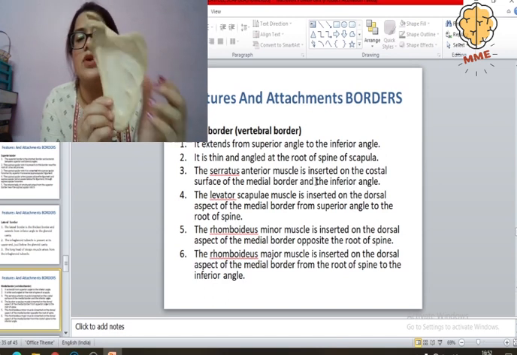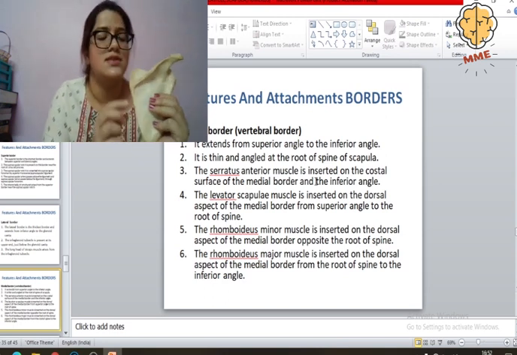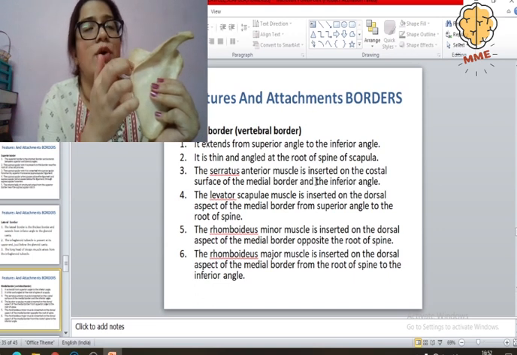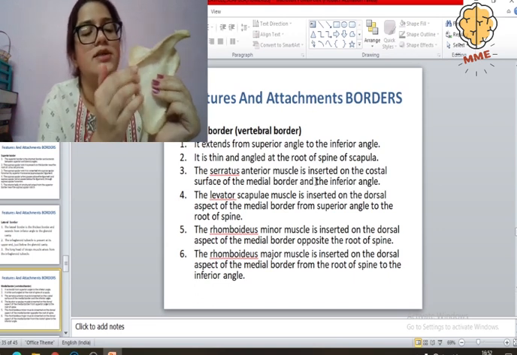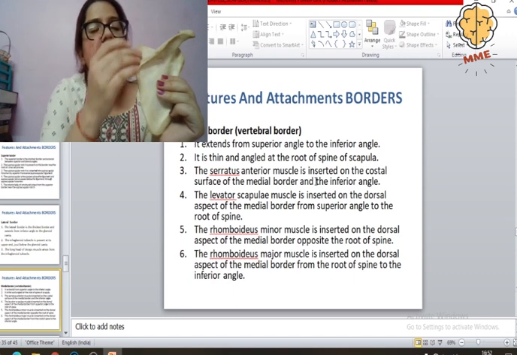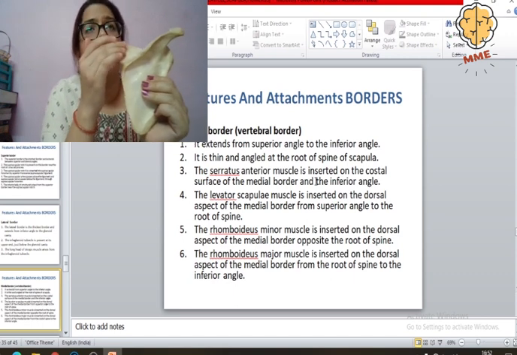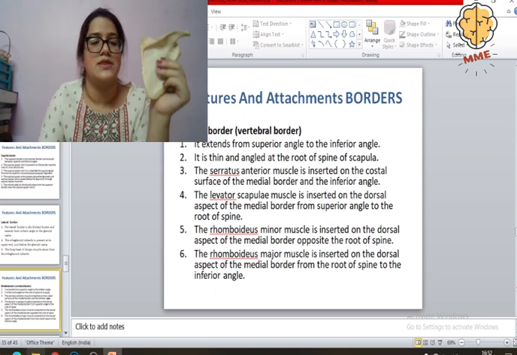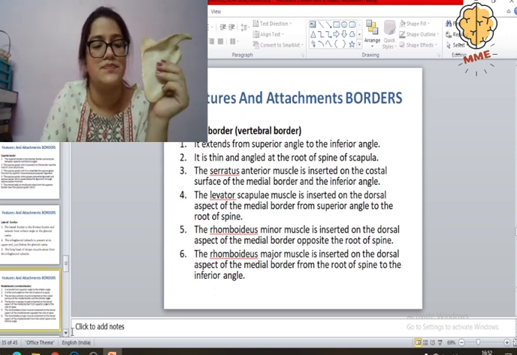The levator scapulae muscle. Now this is very easy. Just look over here. This is the spine. Opposite to the spine we have the rhomboideus minor. Below it, the rhomboideus major. And above it, over here, what do we have? We have the levator scapulae muscle. So this is very frequently asked.